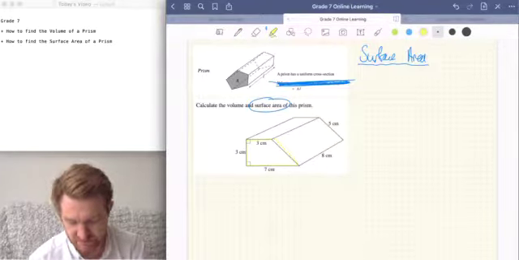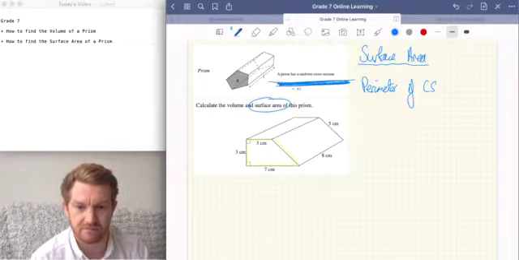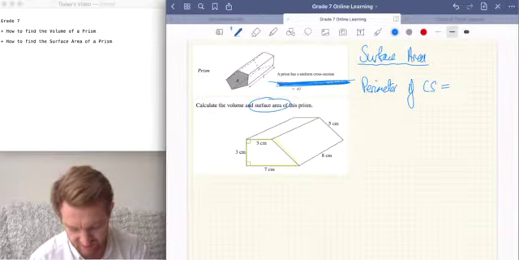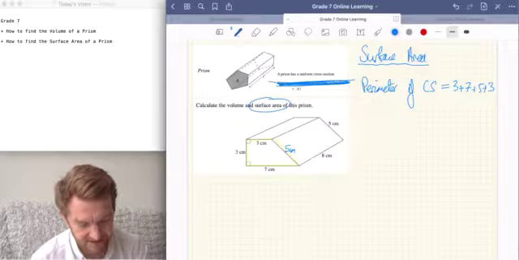So sometimes if you're struggling, I would say start off by writing out your steps. You might see people use CS as an abbreviation. The perimeter of the cross-section, well, this little diagonal is 5, so it's going to be 3 plus the 7 on the bottom and the 5 and the 3. So that's 18 centimeters, and that's the perimeter.